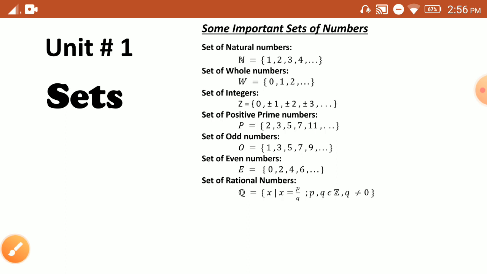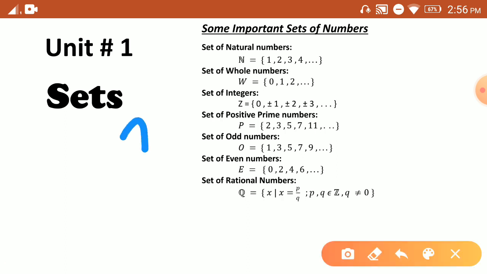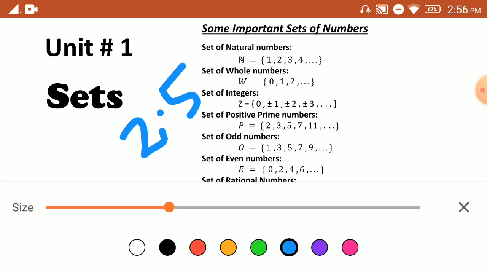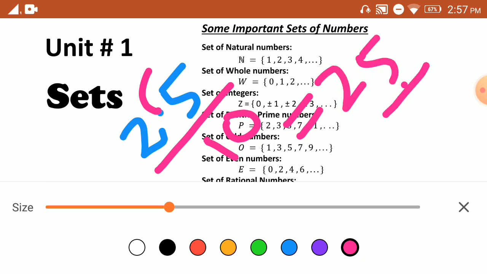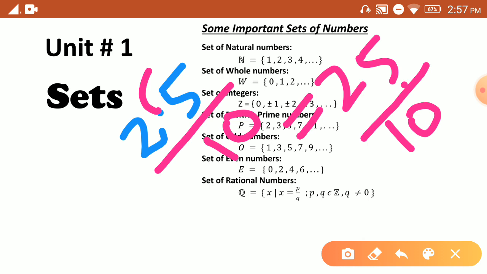If we have a number 2.5, will it belong to the set of rational numbers? Let us check. If we remove the decimal and put 1 in the denominator and put 0 in place of the decimal point, now this 2.5 is written as 25 upon 10. It means 2.5 can be written in fraction form. It means 2.5 will belong to the set of rational numbers.